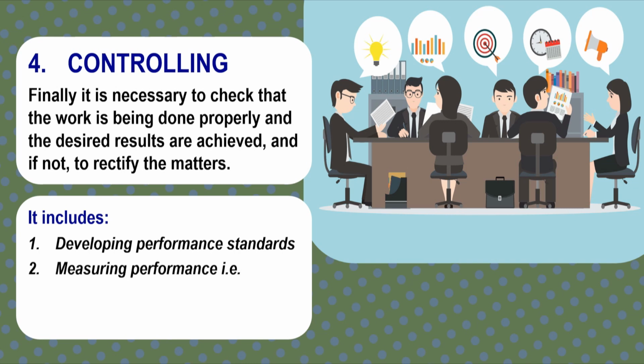Secondly, measuring the performance, that is recording what has been done, then determining how well the work was done and the results achieved by comparing them with the standards and reporting to the concerned authorities. Number 3, feedback, that is giving feedback to the employee, and number 4 is modifications and improvements, that is rectifying mistakes and improving the performance.